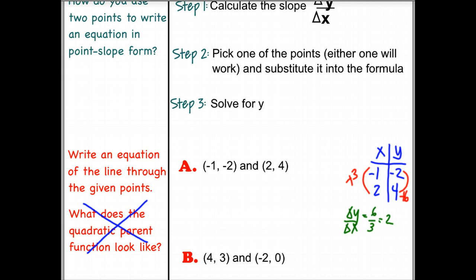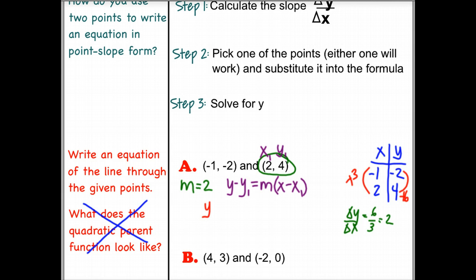So now we know that m equals 2. And we can use either point. I'm going to use this point right here just because it doesn't have negatives in it. It's a little less messy. And I want us to remember the formula, which is y minus y1 equals m times x minus x1. So if we pick this point, this is going to be our x1 and this is going to be our y1. So let's go through and substitute it in.